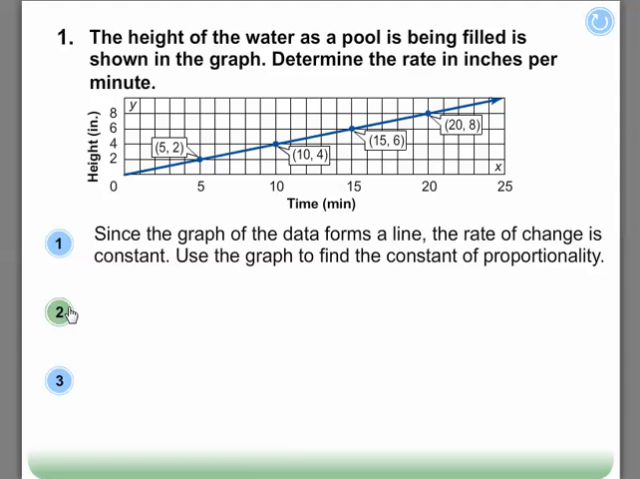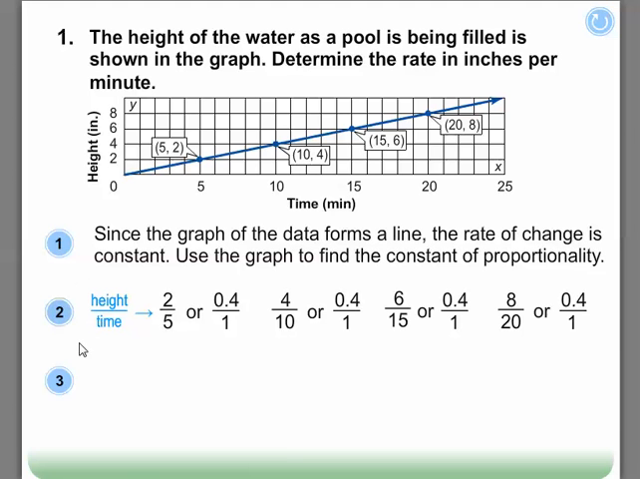So when they say constant of proportionality, we're just going to find the proportion like we've been doing. So we've got the height over the time. So we go up 2 and we go over 5. And so if we find the unit rate, we have 0.4 over 1. Then we'll go to the next one. We go up to 4 over to 10. So that's 0.4 over 1 if we find that unit rate.